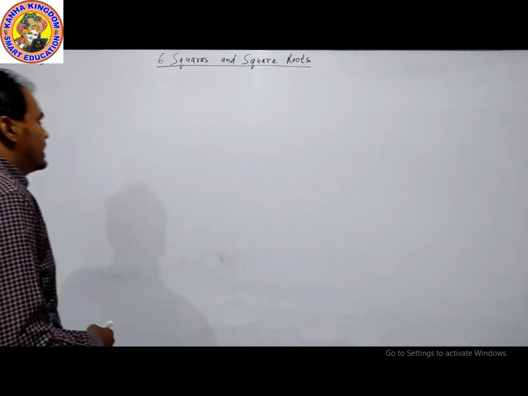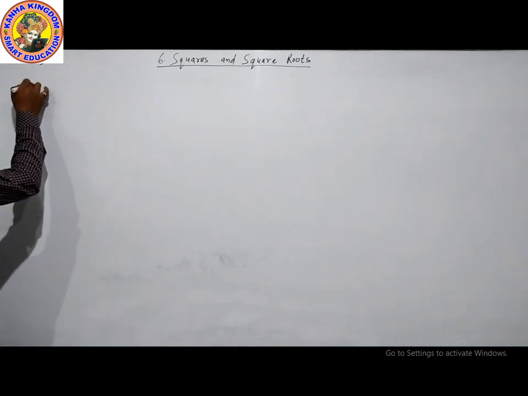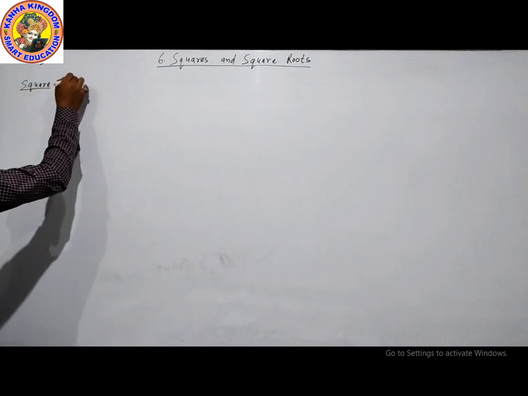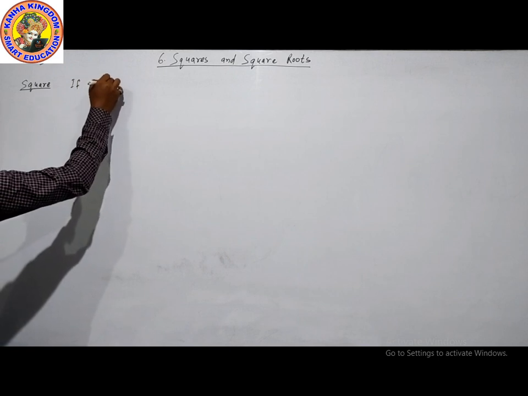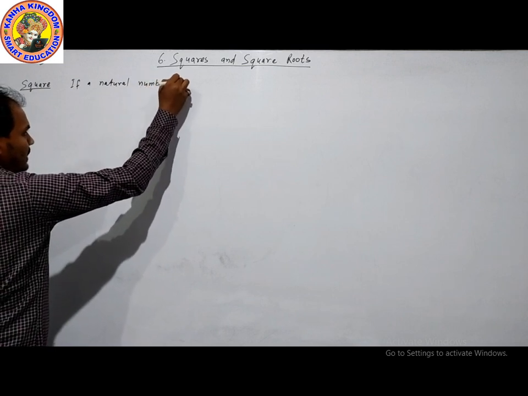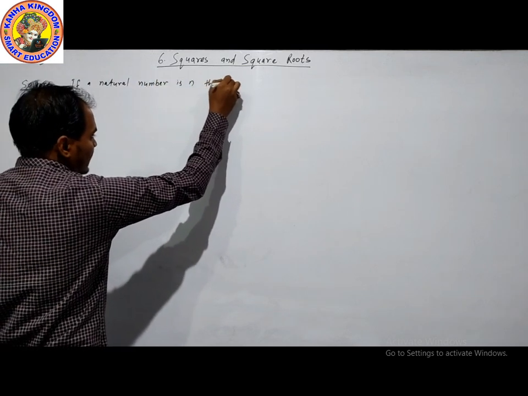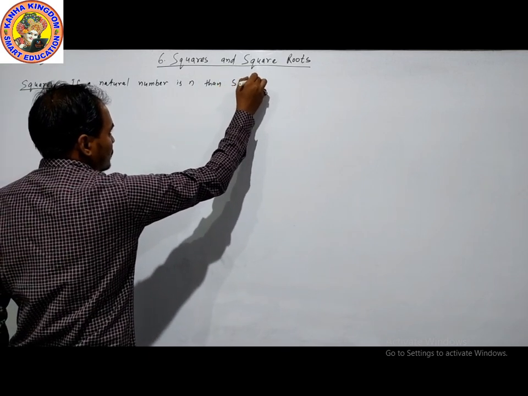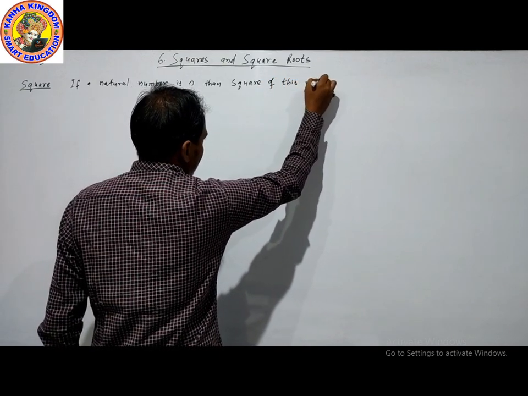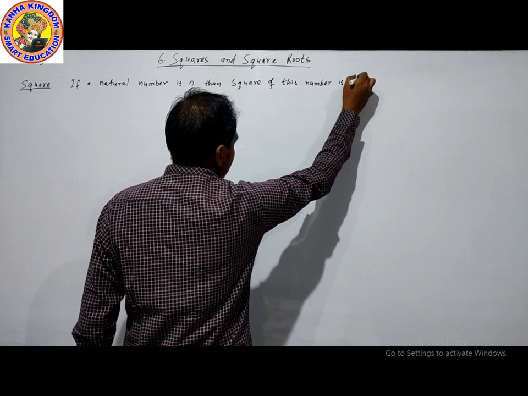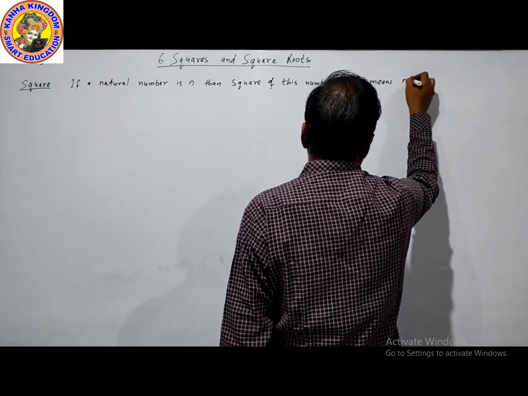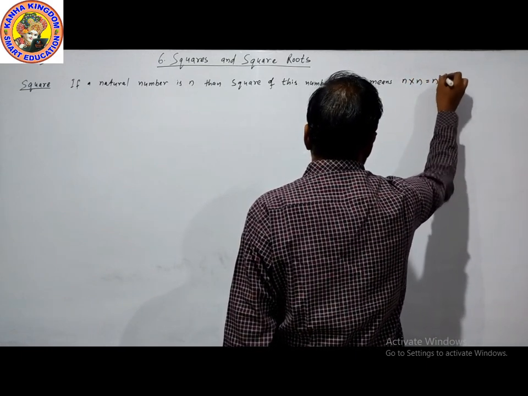First of all, what is a square? If a natural number is n, then the square of this number is n square, which means n cross n is equal to n square.